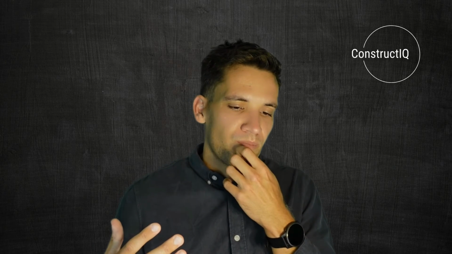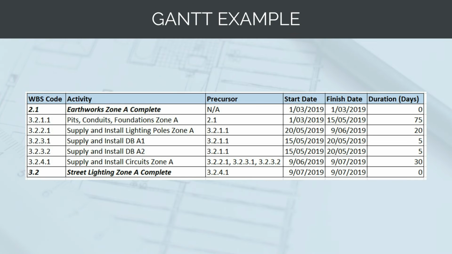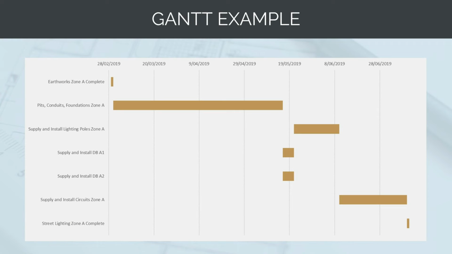When we've got multiple predecessor activities, for example, the supply and install of the circuits, there were 3 activities that needed to be done before this task could commence. The start date of an activity with multiple precursors will be the latest finish date of the previous activities. And then once we've populated all our tasks, for every task we've got the precursors, so what has to be done before, and the start and finish date of the task. Then all we need to do is plot that on a Gantt chart template in Excel, and there we've got it. We've got a completed Gantt chart for our project scope.